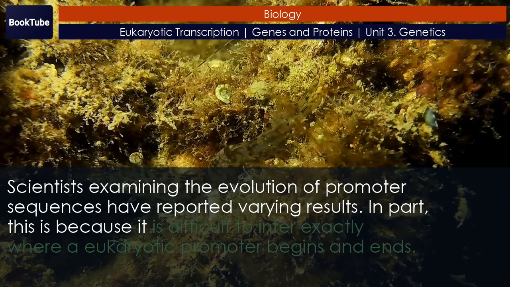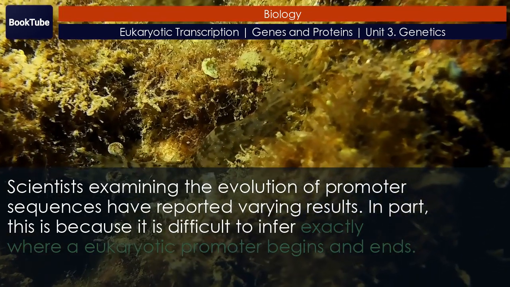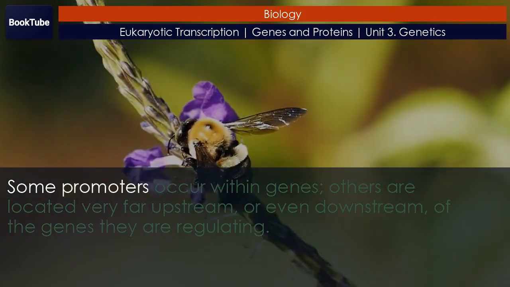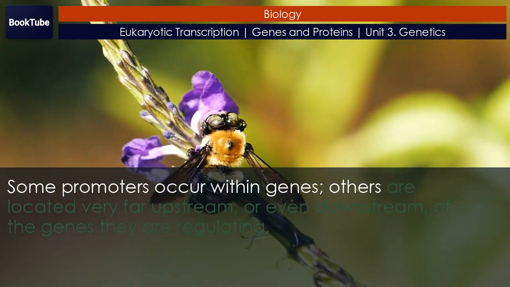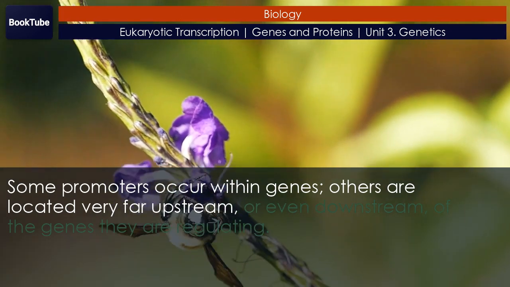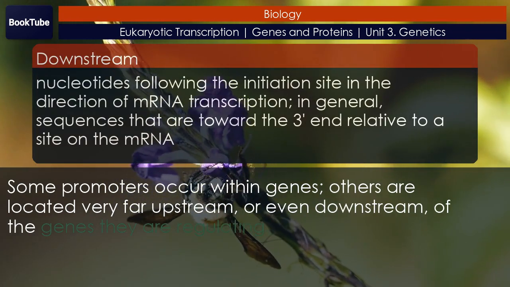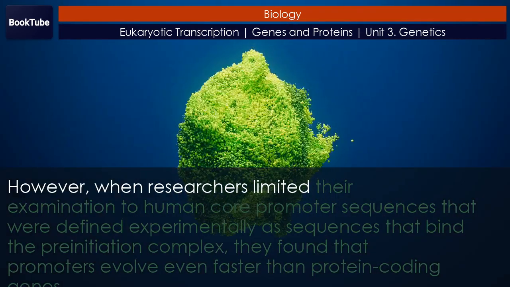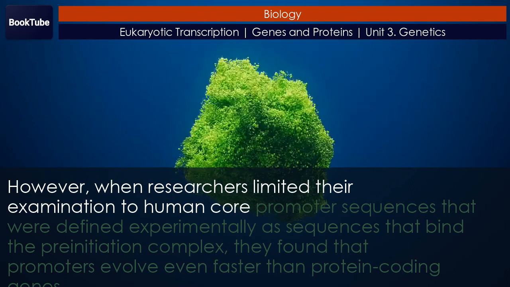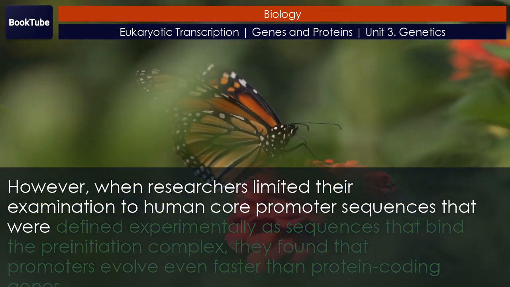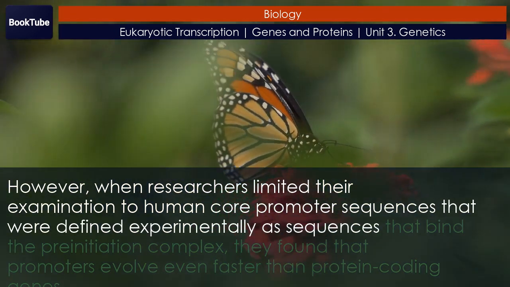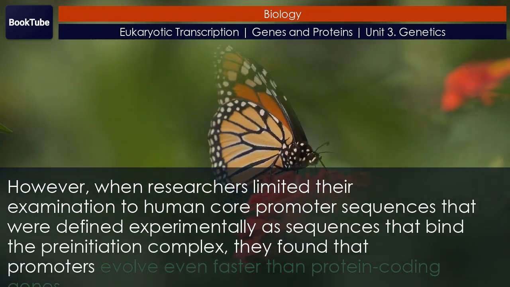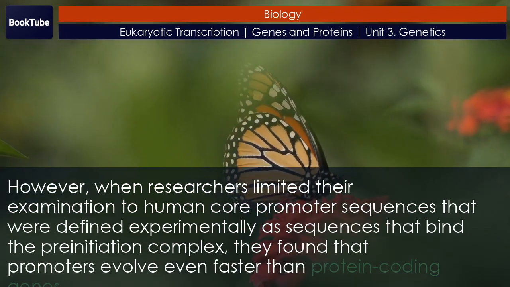In part, this is because it is difficult to infer exactly where a eukaryotic promoter begins and ends. Some promoters occur within genes. Others are located very far upstream, or even downstream, of the genes they are regulating. However, when researchers limited their examination to human core promoter sequences that were defined experimentally as sequences that bind the pre-initiation complex, they found that promoters evolve even faster than protein-coding genes.